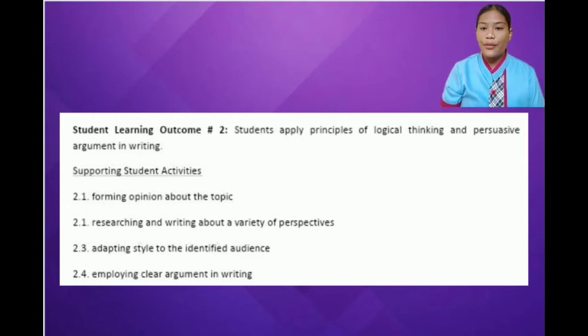Supporting student activities. First, forming opinion about the topic. Next, researching and writing about a variety of perspectives. And third, adapting style to the identified audience. Last, employing clear argument in writing. In order to assess student learning outcomes, we need to acquire those principles of good practice in assessing learning outcomes.